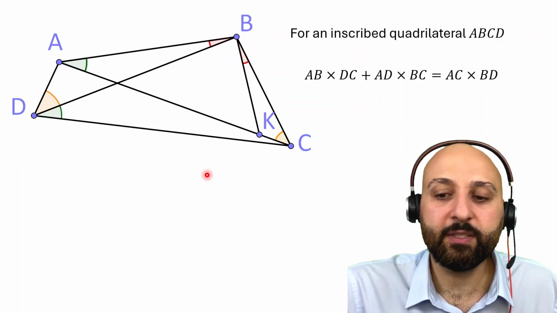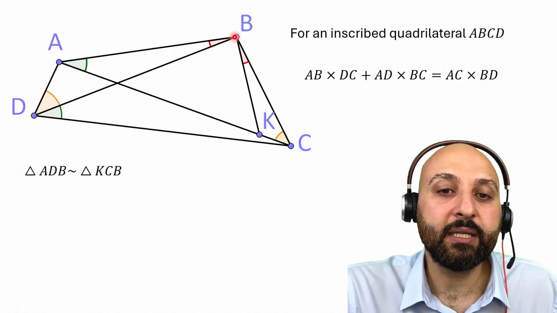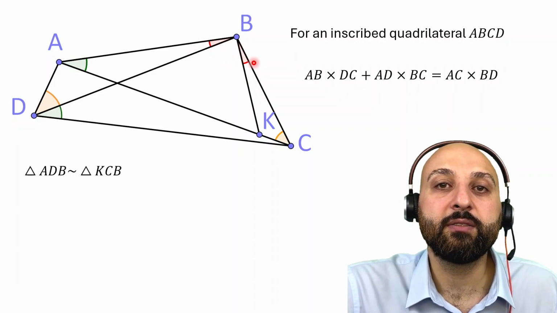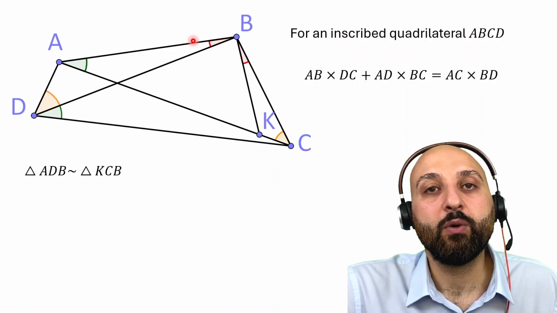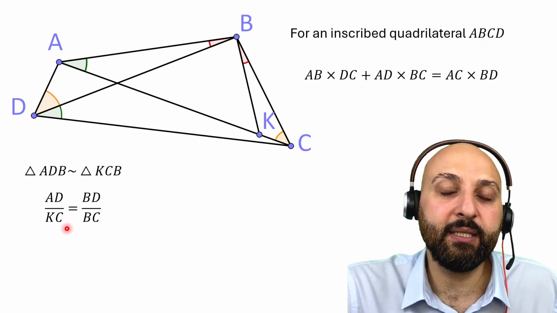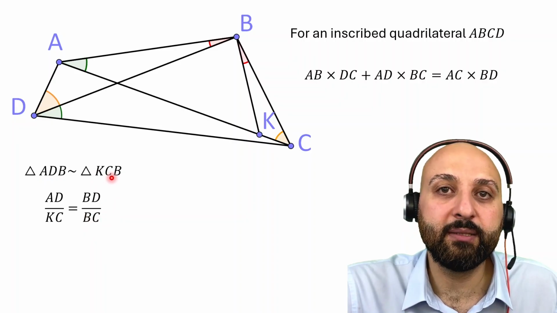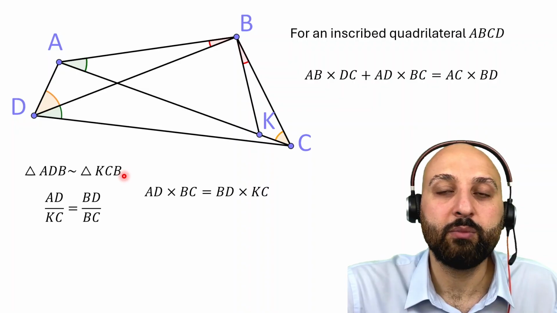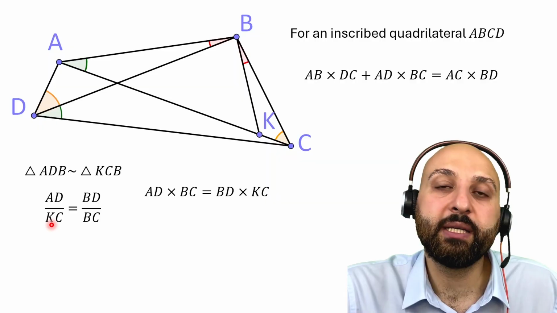Okay. If we have this, we can say that the triangle ADB is similar to the triangle KCB because this angle is equal to this angle, and these two angles are equal because we selected K in such a way that this angle is equal to this angle. Okay, so if these two triangles are similar, we can write the ratio. For example, AD divided by KC is equal to BD divided by BC. Okay, because of this, we can say that AD multiplied by BC is equal to BD multiplied by KC.